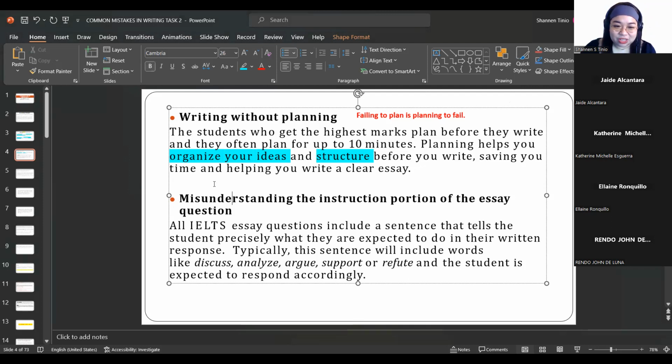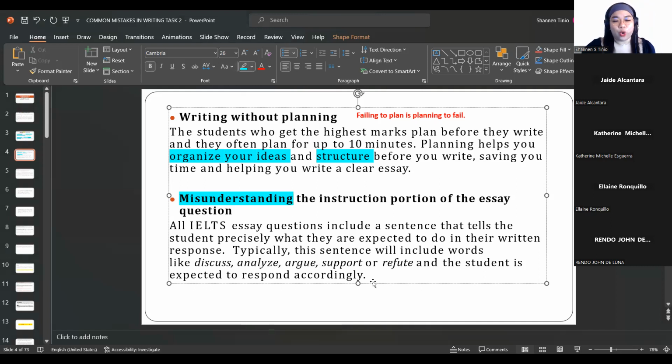Okay, let's move on to another common mistake in writing. Misunderstanding the instruction portion of the essay question. Ayan. Hindi tayo nagkakaroon ng mga problema sa misunderstanding. Alright. Most relationships fail because of misunderstanding or misinterpretation. Okay?